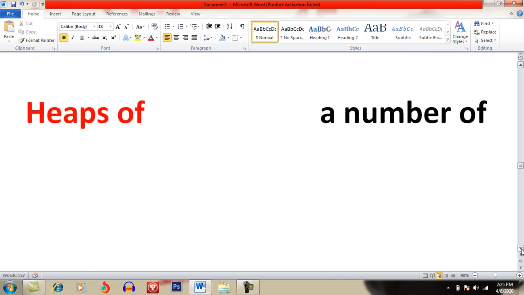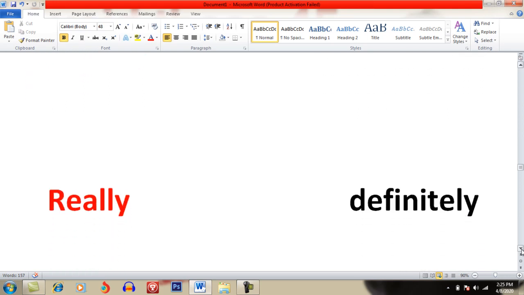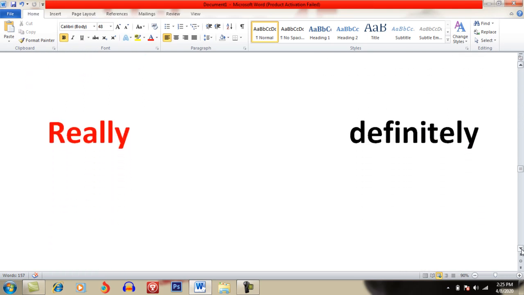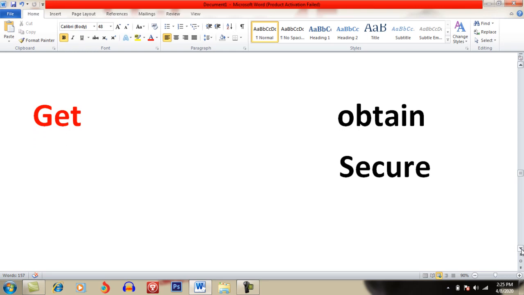Instead of "heaps of," you can use "a number of." Instead of "really," you can use the word "definitely." Do not use the verb "get" in IELTS writing. Try to use "obtain" or "secure." These two are formal as compared to "get."